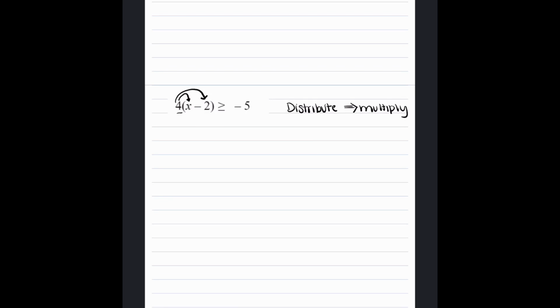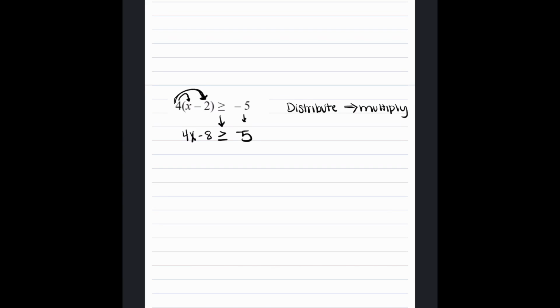So 4 times x, there's like an invisible 1 here, remember? That would just be 4 times 1, which is just 4, and you bring the x. So 4 times x is just 4x. 4 times negative 2 is negative 8. Bring down that inequality, so that says greater than or equal to, and bring down the negative 5. Nothing happened with the negative 5.